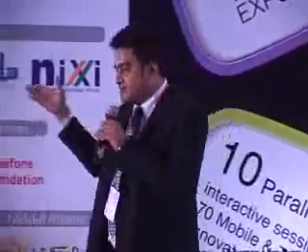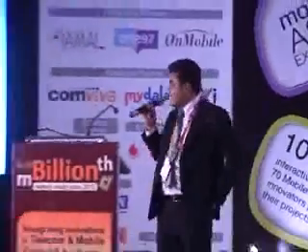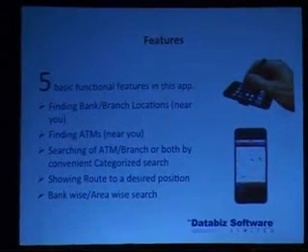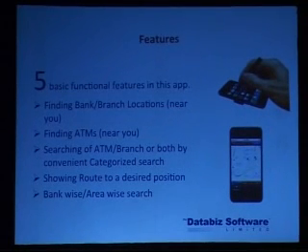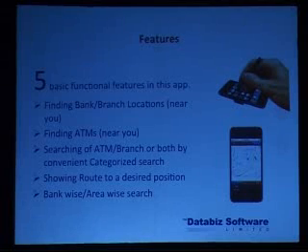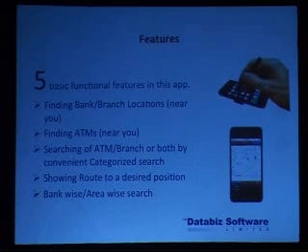The main concern of this app is to, can we go to the next slide, please? It basically has 5 features. If we summarize the features: finding banks, branches, and locations nearby you. Whenever you open this app, it will show you all the branches, banks or ATMs nearby you, and on the main screen of the app, you will get 3 options, so you can categorize the locations in a convenient way. The second feature is finding ATMs nearby you. Third is searching ATMs, branches or both by convenient categorized search.